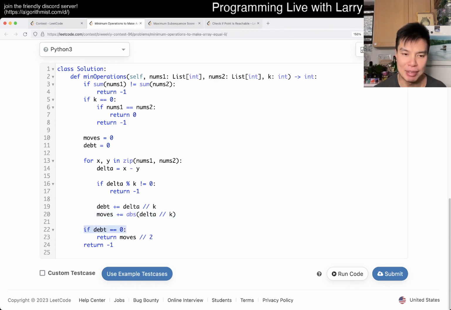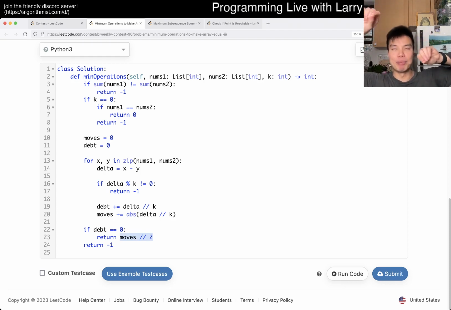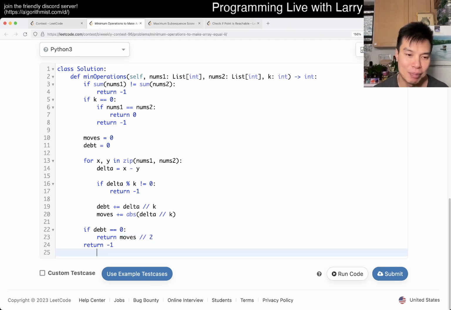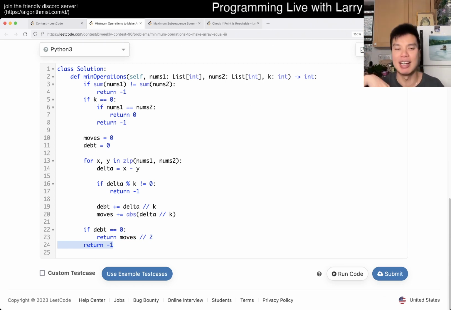And then at the end, if debt is 0, meaning that everything evened out, then we return the moves divided by 2. It's moves divided by 2 because one move is 2 things in opposite directions, right? So that's why. Otherwise, if that is not 0, that means that you have more addition than subtraction, or more subtraction than addition, and you return -1.